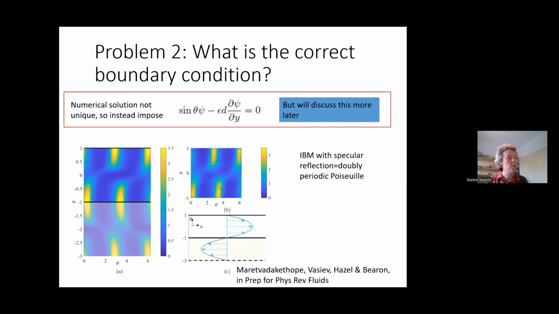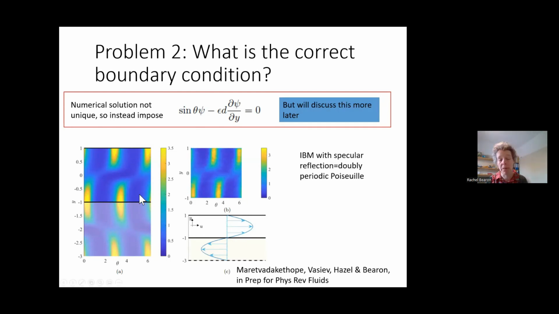And what we're finding and what we're exploring in detail is that it appears that this fits very, very well with a doubly periodic Poiseuille flow. So as shown on the left, this is solving the continuum equation, but doing it in a doubly periodic flow field. So in some sense, we don't have to impose any boundary on the wall. It appears naturally, as it were.